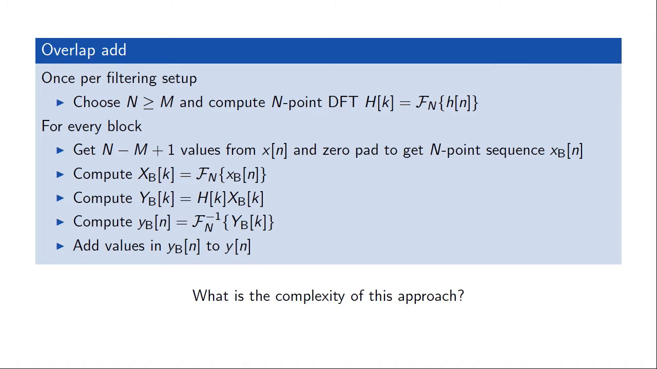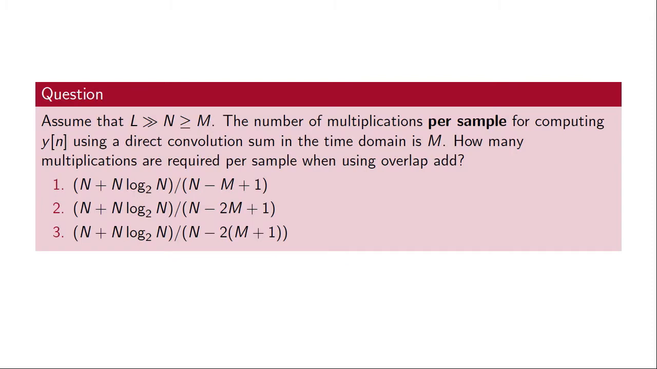Question is, what's the complexity of this approach and how does it compare to the overlap save method? So if we again assume that L is much greater than the block length, which is greater than or equal to the filter length, and we consider the number of complex valued multiplications per sample for computing the signal y of n, where the number of complex multiplications for doing the direct convolution would be equal to m.